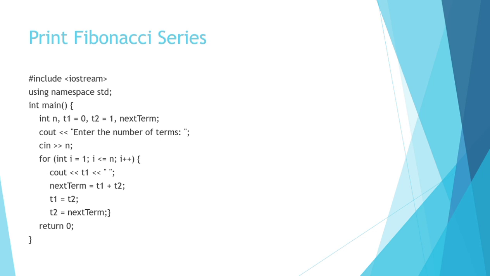After each iteration, i is incremented by 1. This controls how many terms are printed and ensures the loop will eventually stop once it reaches n. Body of the loop. cout << t1; this line prints the current value of t1, the first term of the Fibonacci sequence. Initially, t1 equals 0, so it will print 0 on the first iteration.